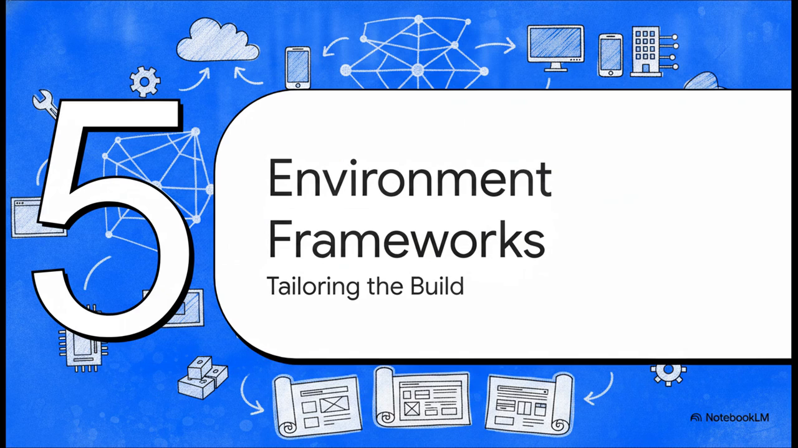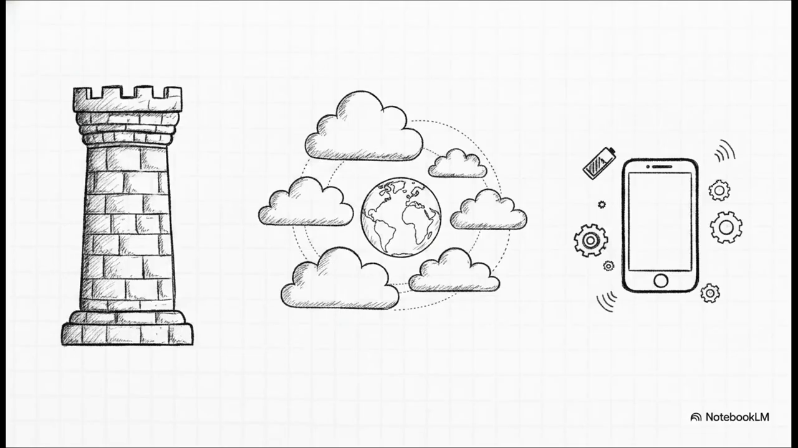Let's look at how we adapt these tools in Section 5, Frameworks for Every Environment, Tailoring the Build. Because web architecture isn't one-size-fits-all, right? Different digital spaces require highly specialized tools, and the underlying environment fundamentally dictates your architectural toolset. Let's rapid-fire through these. First, in large-scale enterprise environments, heavy-duty Java frameworks like Spring Boot provide the strict typing, JVM tuning capabilities, and robust dependency injection required for maintaining massive legacy integrated transactional systems.